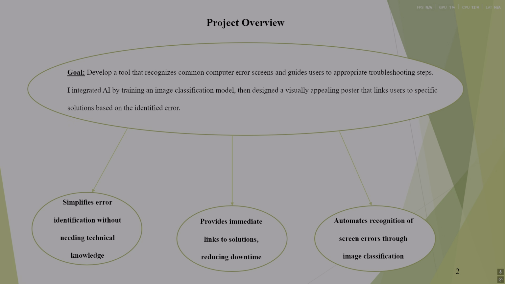With my tool, all the user needs to do is take a quick photo or screenshot of the error screen. The AI model I trained will instantly recognize what kind of error it is and give it a clear name. From there, the user can match that name to the poster, click the link, and get the exact troubleshooting steps they need.